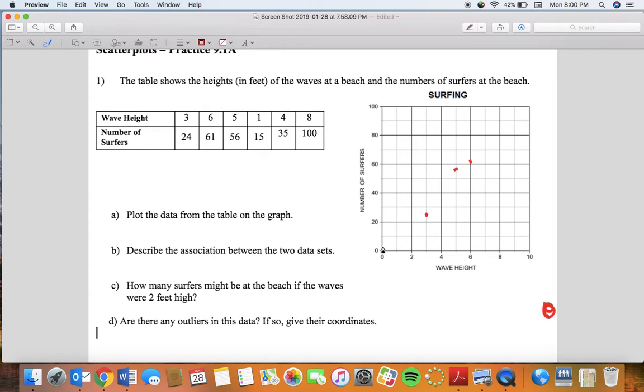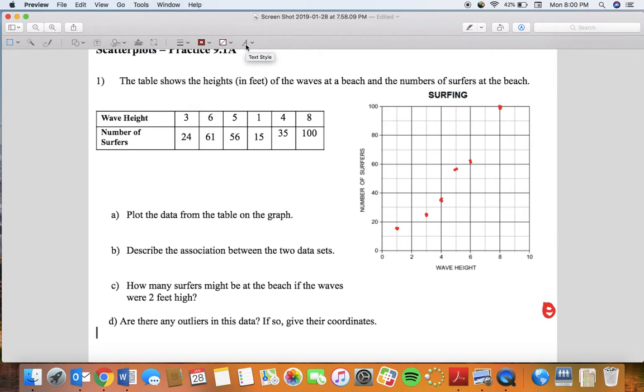(1, 15). 1 is right here, here's 10, it's going to be halfway between 10 and 20, something like right there. (4, 35). Here's my 4, 10, 20, 30, halfway between, right there. And then (8, 100), so I'm all the way over at 8, all the way up at 100. Hopefully your graph looks something like that, if not even a little bit nicer.